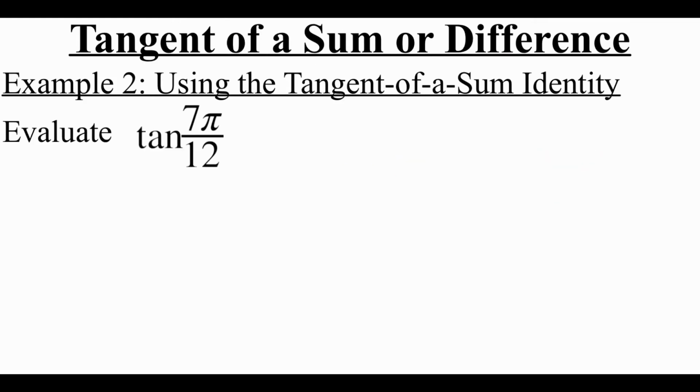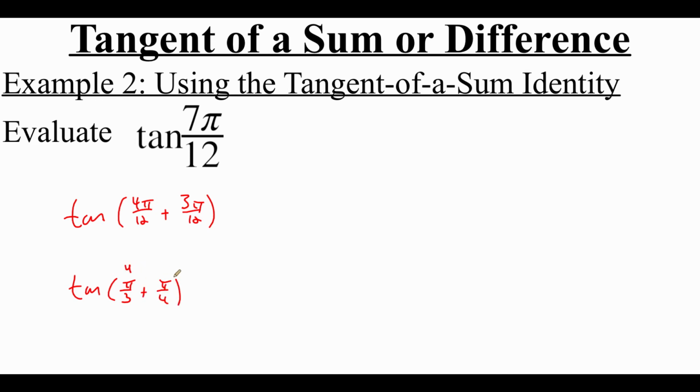Now as we're taking a look at this example, we are going to evaluate the tangent of 7 pi over 12 using our tangent sum identity and our unit circle. So the first thing we need to do is split this 7 pi over 12 into a sum. So what we can do is make that 4 pi over 12 plus 3 pi over 12, but those fractions are reducible, so we're going to get the tangent of pi over 3 plus pi over 4.